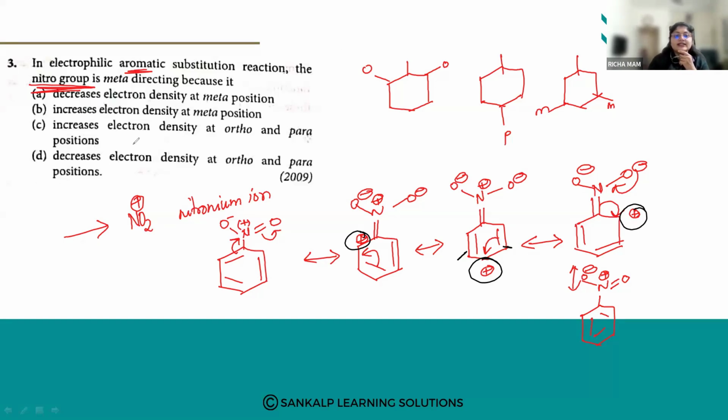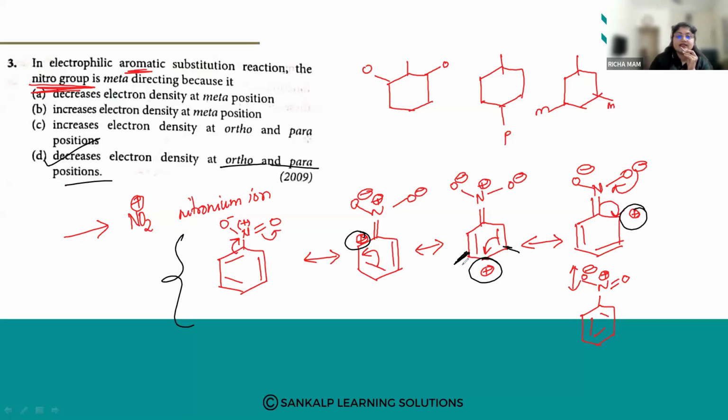Because it decreases the electron density at ortho and para positions. When we wrote the resonance structures, we saw that at ortho and para positions the electrons are withdrawn more, so the electron density will be less there. But at the meta position, the electrons are not withdrawn, thus the electron density will be more. So the nitro group is a meta-directing group.